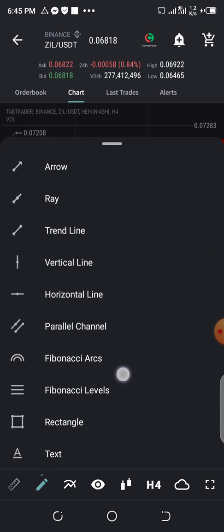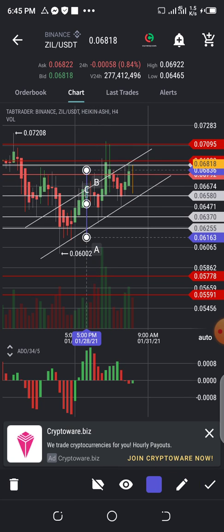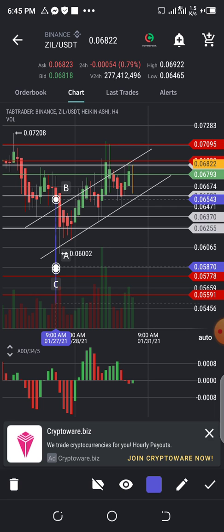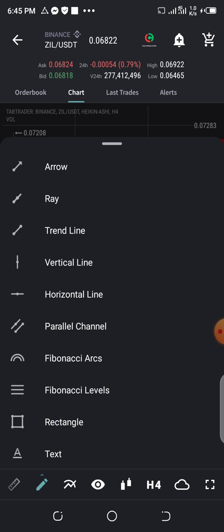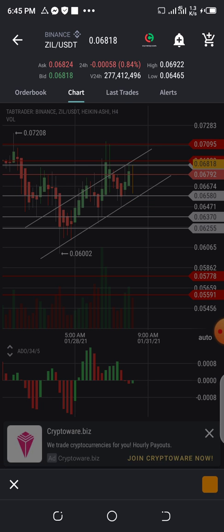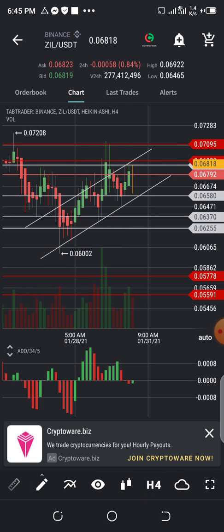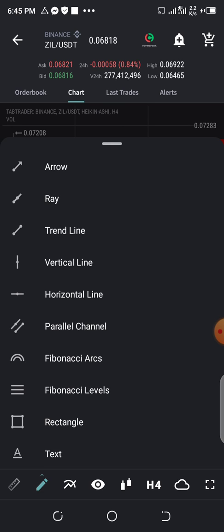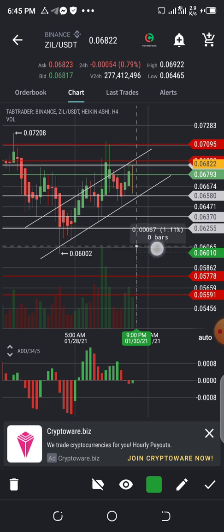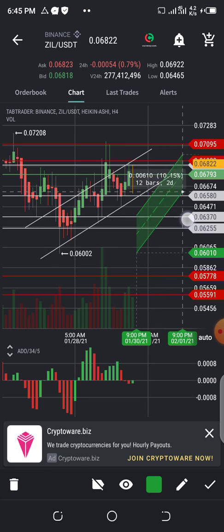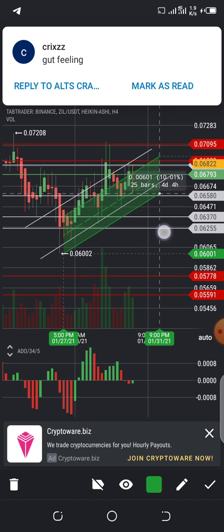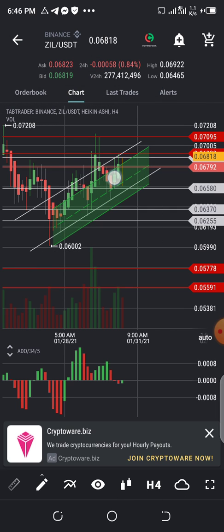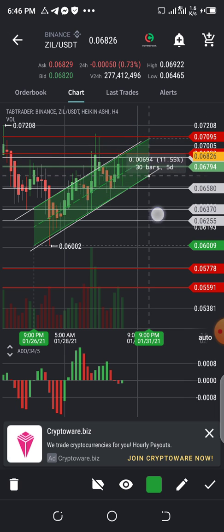So let me use this. I'm looking for one tool here. Yep, I think this one. No, not this. I'm looking for a tool here. Not this. Parallel channel should be this. Yeah, this is it. So you can see this is exactly what is happening now. So let me put it here so you understand what I'm trying to do. So can you see that?